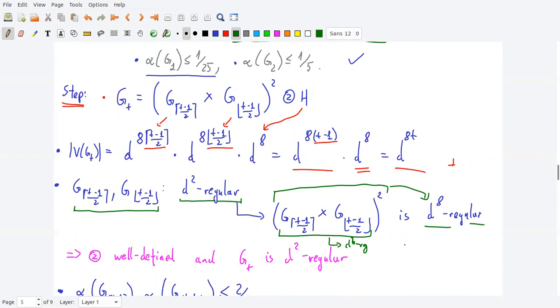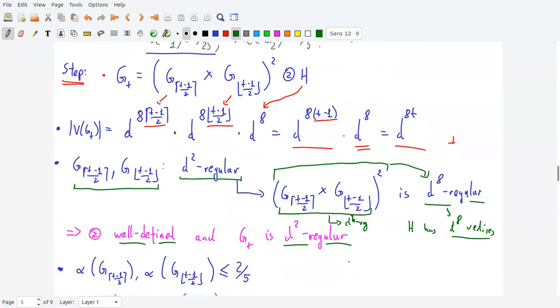And this is perfect, because recall that H has d to the 8 vertices, which exactly matches the regularity of the host graph. So this means that this zigzag product is indeed well defined. Yes, this I also need to check. And then by the properties of the zigzag product, the result of the zigzag product is d-square regular if the right-hand side graph in the zigzag product was d regular. So then we have the induction step working.